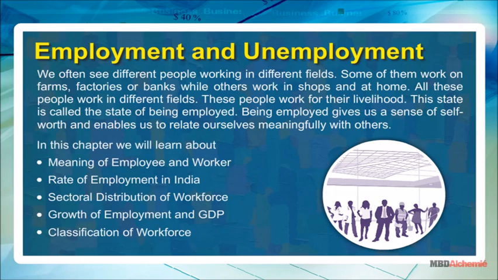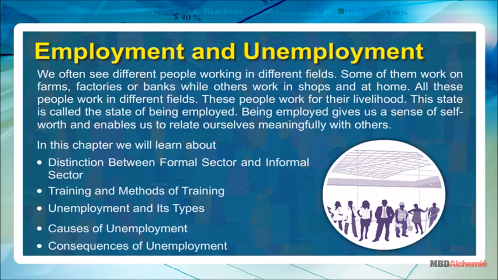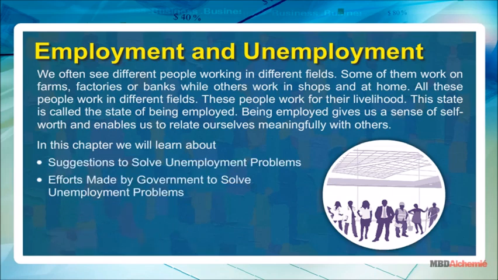In this chapter, we will learn about the meaning of employee and worker, rate of employment in India, sectoral distribution of workforce, growth of employment and GDP, classification of workforce, distinction between formal sector and informal sector, training and methods of training, unemployment and its types, causes of unemployment, consequences of unemployment, suggestions to solve unemployment problems, and efforts made by the government to solve unemployment problems.